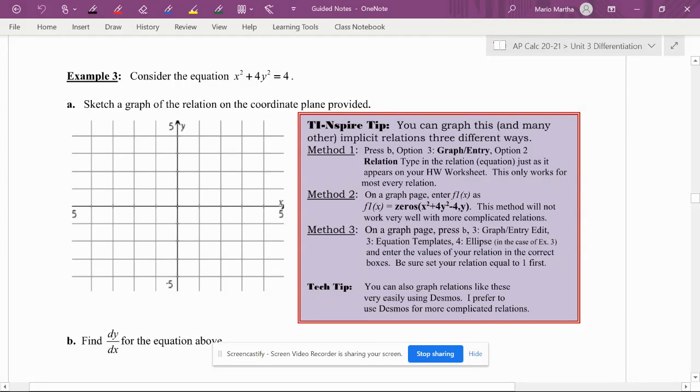Welcome back to part 2 of 3.2. So example 3, consider the equation x squared plus 4y squared equals 4. Sketch a graph of the relation on the coordinate plane provided.